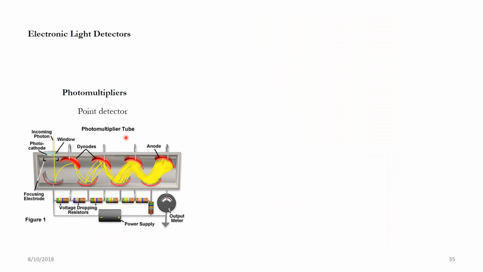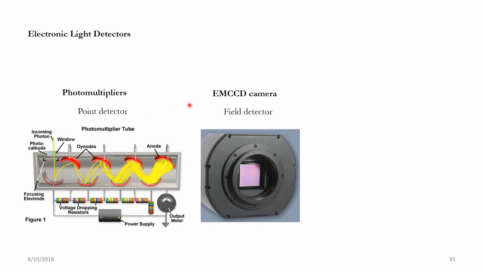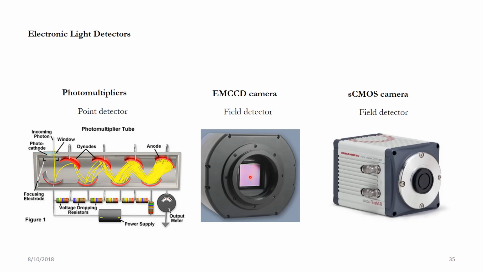There are three kinds of electronic detectors that are typically used on the microscopes. First one is a photomultiplier tube. It's a point detector. The second one is an EMCCD camera, or electron multiplying charge coupled device camera, a field detector because it has got multiple pixels. And last one is an sCMOS camera, or scientific CMOS camera. It's also a field detector. In the coming slides, we'll be going into detail about each of them, understanding the working principles and how we can use them to the maximum extent.